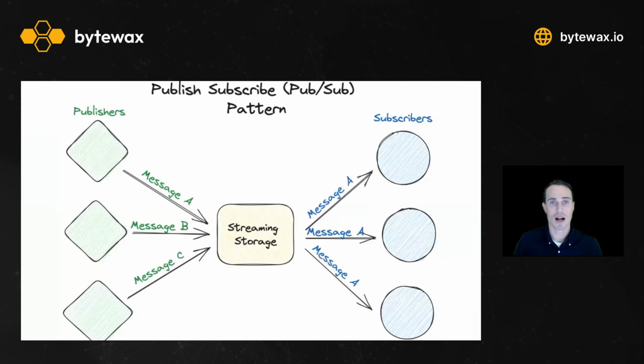In a publish-subscribe, or pub-sub system, you have many publishers writing messages to the streaming storage. These are generally organized by topics. Then, on the other side, you can have many subscribers reading the same message. In this case, you can see they're all reading message A. In this pattern, the burden of determining whether a message has been read is on the subscribers. Common systems that use this pattern are Kafka, Red Panda, Pulsar, Kinesis, and Google PubSub.